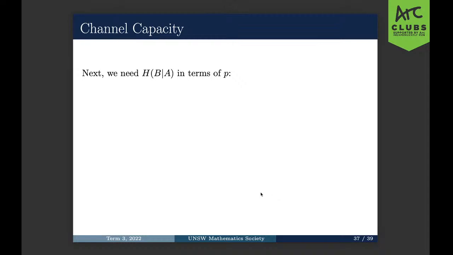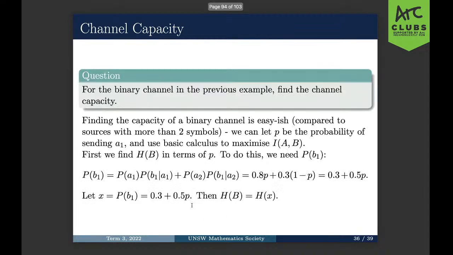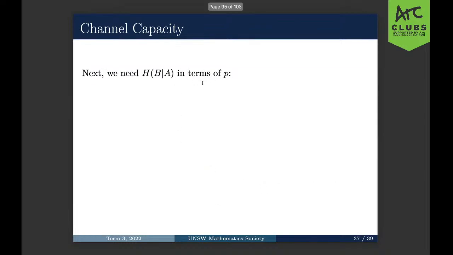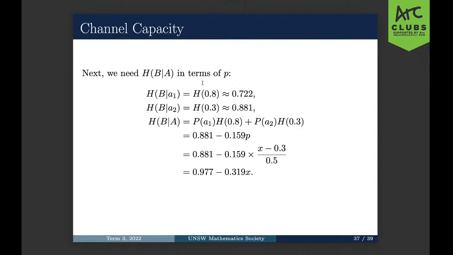Next, as I said before, to calculate mutual information, you not only need H(B), you also need H(B given A). We also need that in terms of P. To do that, we do the calculation again. These two are exactly the same as before. They don't actually depend on P. This one will depend on P though, because we introduced these two over here.